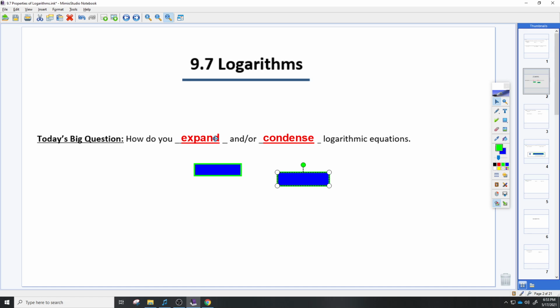This will eventually lead into using logs to actually solve equations, which we haven't really done yet. Just a little bit before, we were changing from exponential to logarithmic form back and forth, but this will also allow us to solve harder equations.